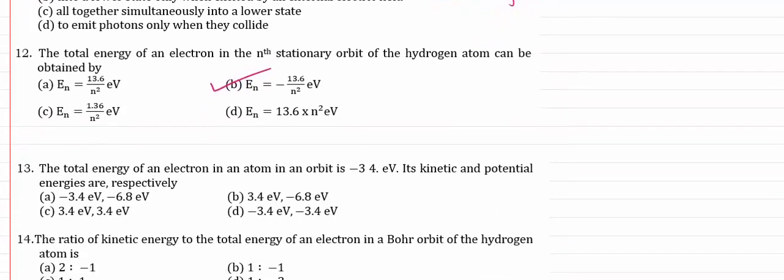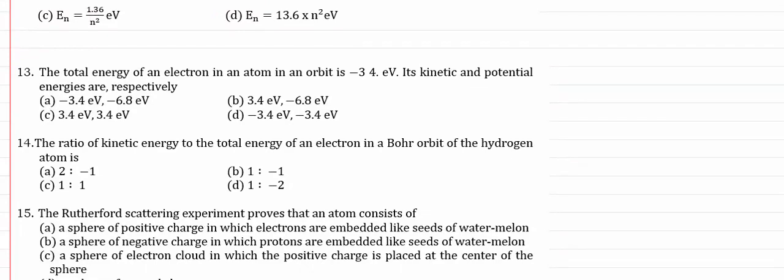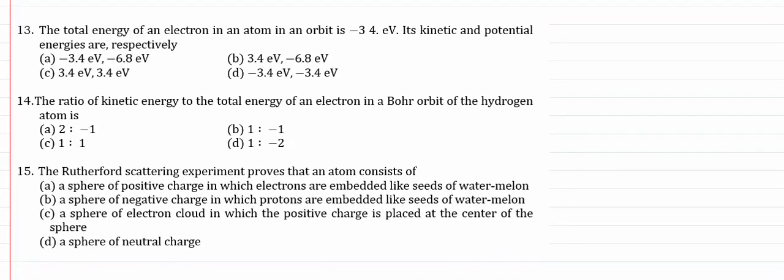Next, 13th. Total energy of an electron in an atom in an orbit is minus 3.4 electron volt. Means he has given total energy is equal to minus 3.4 electron volt. Its kinetic and potential energy are. In a previous question I had told that total energy and kinetic energy will be the same in magnitude, but kinetic energy will be positive, means it is mod of total energy, means kinetic energy will be 3.4 electron volt.